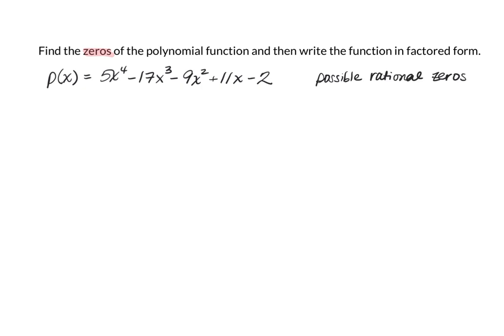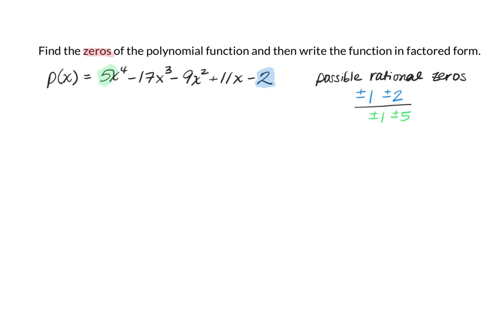The rational zeros theorem says that we are going to list all of the factors of the constant. So in this case, that would be all of the factors of 2, which would be both plus and minus 1 as well as plus or minus 2. And then you're going to divide all of those factors by all of the factors of the leading coefficient, which in this case is 5. So all the factors of 5 would be plus or minus 1 and plus or minus 5.